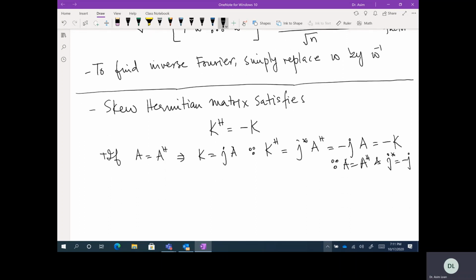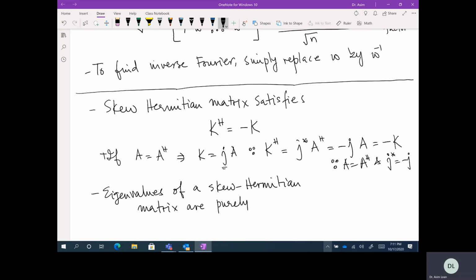So eigenvalues. Since the eigenvalues of a symmetric matrix are real, because of this j, the eigenvalues of a skew Hermitian matrix are purely imaginary.